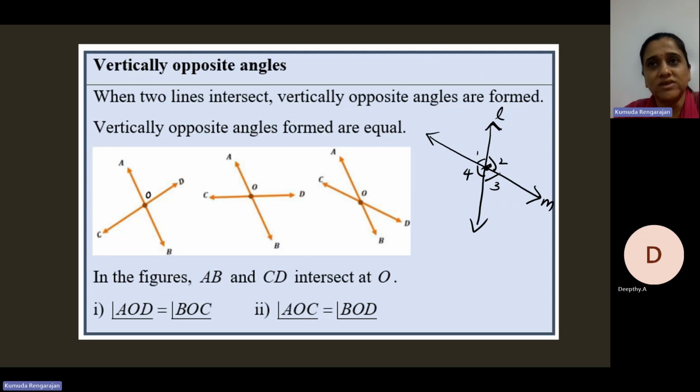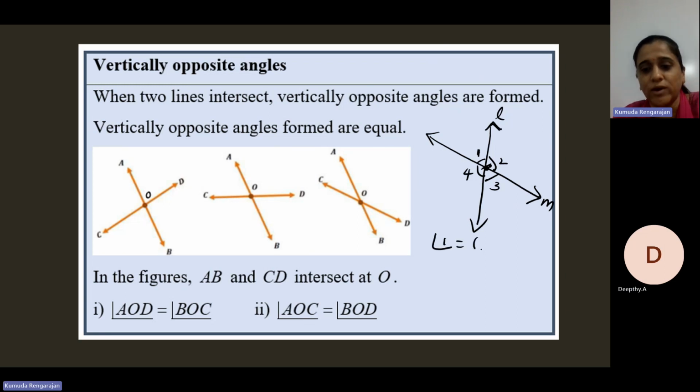When two lines intersect at a point, four angles are formed. I've numbered them angle 1, 2, 3, and 4. Vertically opposite angles are formed when two lines intersect at a point. Angle 1 and angle 3 are vertically opposite angles and they're equal in measure. Similarly, angle 2 and angle 4 are vertically opposite angles and they'll be equal in measure.